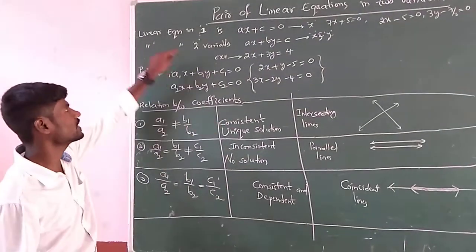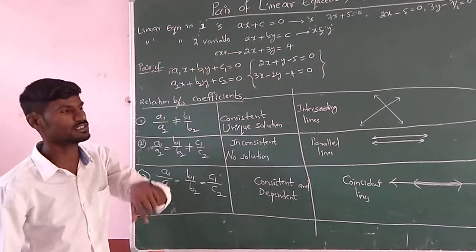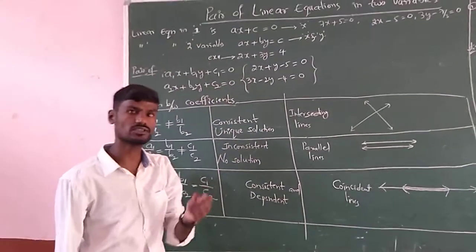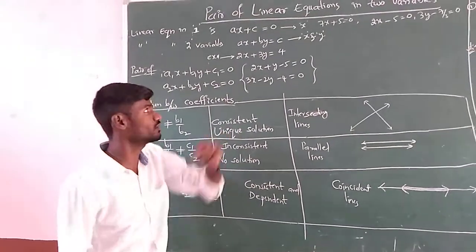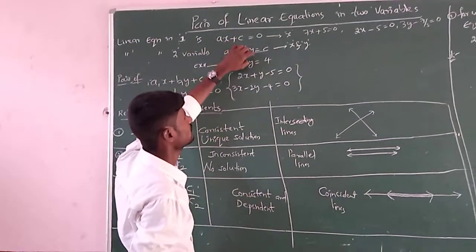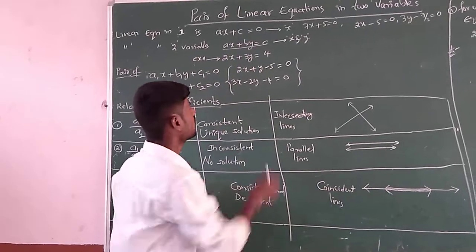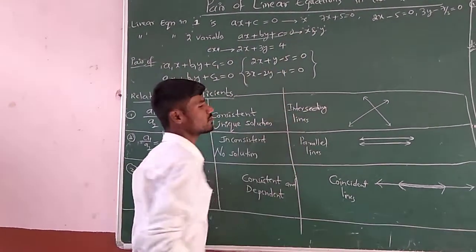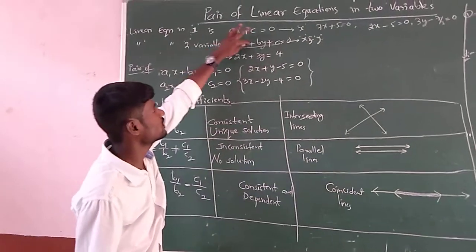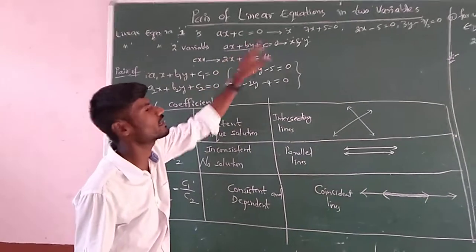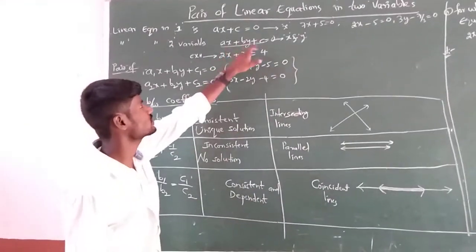Coming to linear equations in two variables. Clearly, two variables means it involves 2 variables, but the degree is 1 only. The standard form is ax plus by equals some constant, or ax plus by plus c equals 0. Here x and y are variables, and a, b, c are coefficients and constant.